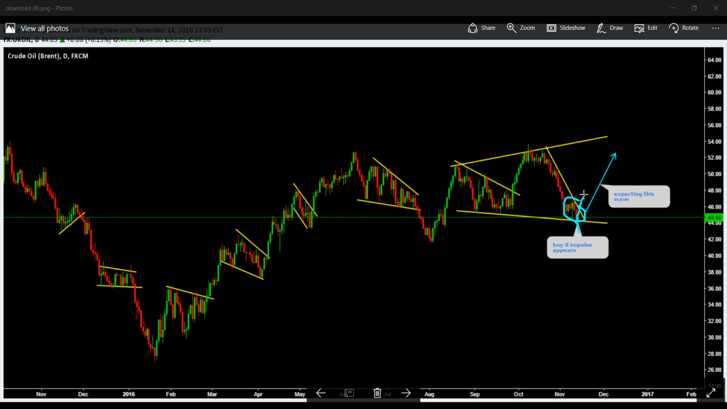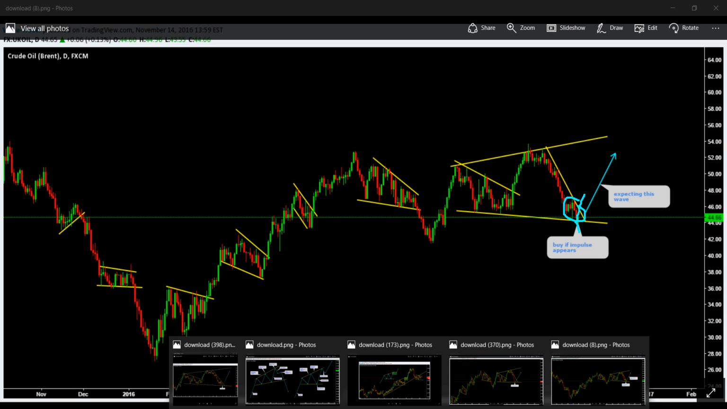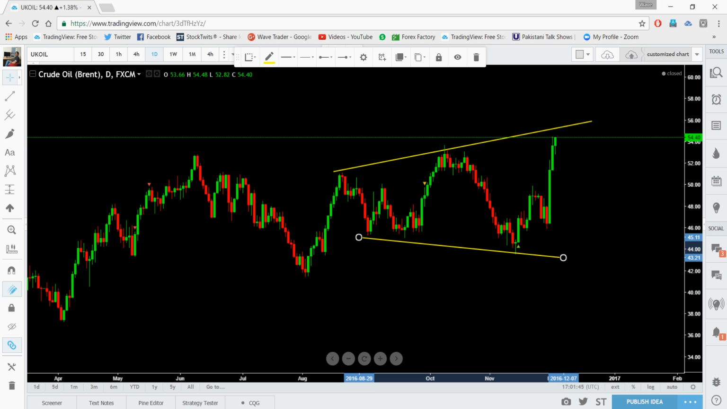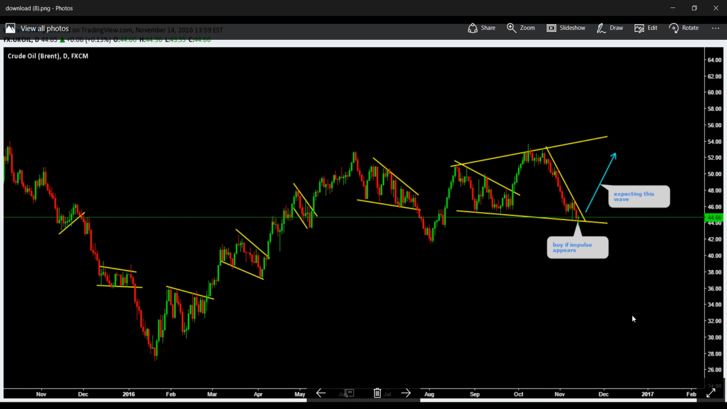Yes, since very long, once price was hitting this plate. So everybody knows that this is the best place to buy according to the pattern which I have shown you. Yeah, this is the best place to buy. See, best place to buy. Okay, so price was there, so we were looking to buy for this wave to the upside.